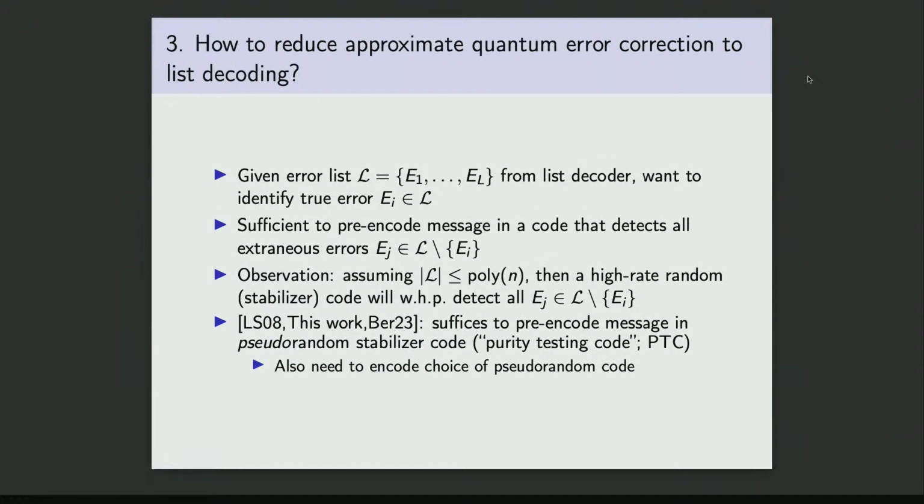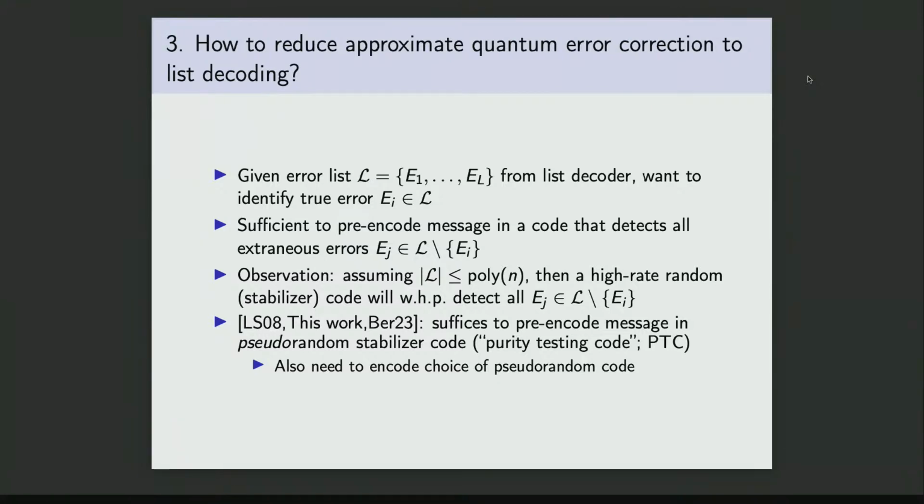And I guess the third thing that we need to do is reduce approximate quantum error correction to list decoding. So once we have our list decodable code, after some corruption, it'll output some quantum state and then a list of errors. And our goal is to identify the true error in the list so that we can invert it. And the observation here is that it's actually sufficient to pre-encode the message in some code that detects all the extraneous list elements. So we've reduced our problem from detecting arbitrary bounded weight errors to just detecting and correcting from errors in this list that are not the true error.